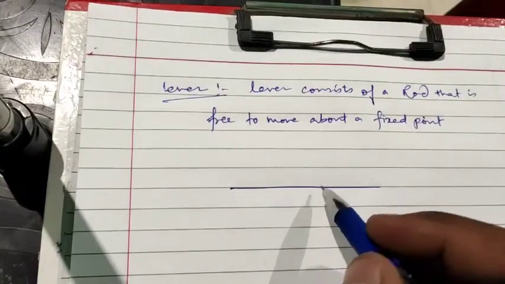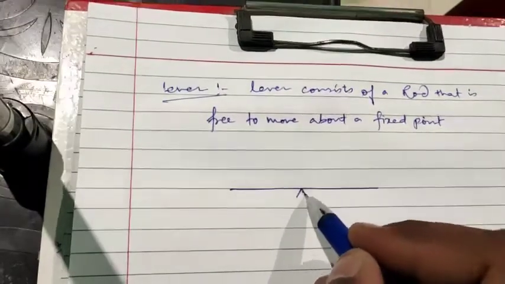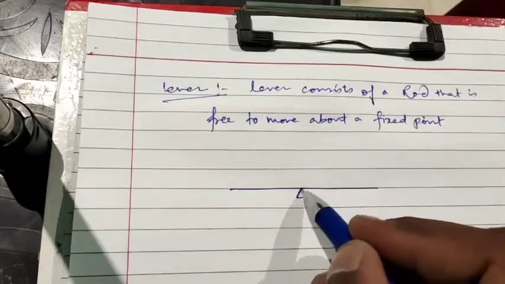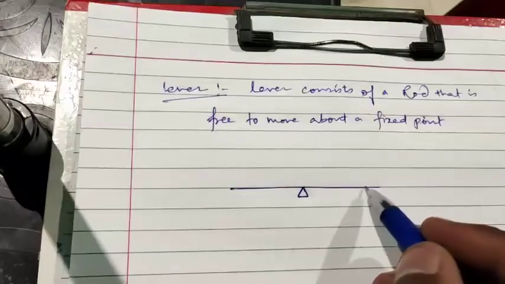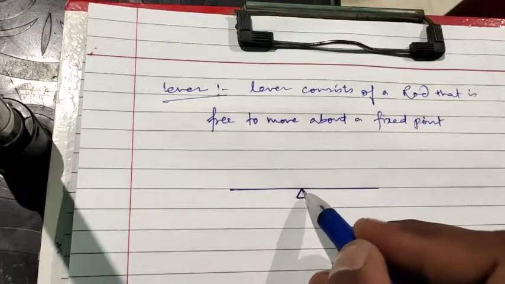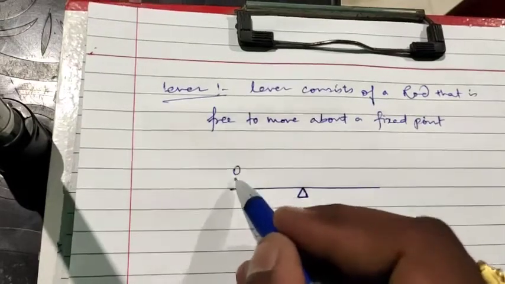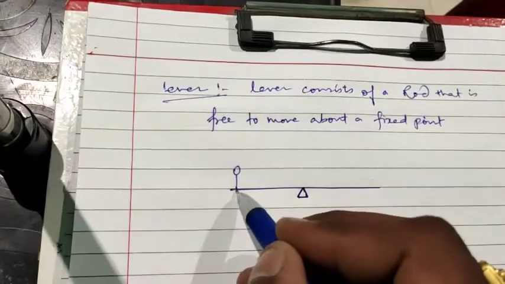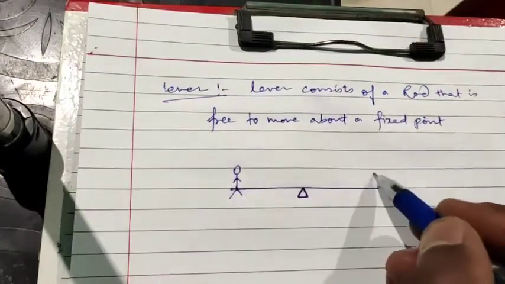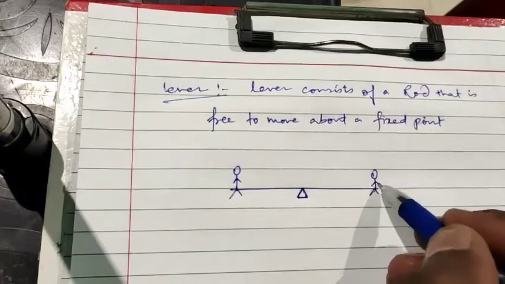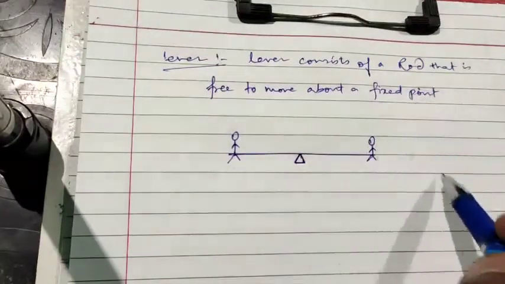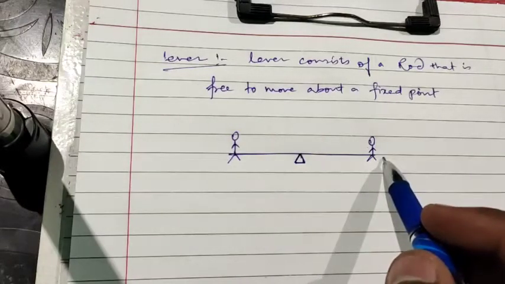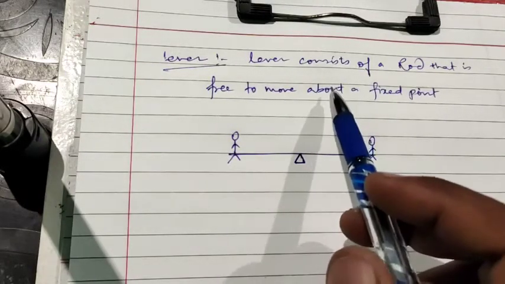Seesaw is also a lever, and we all know that a seesaw is fixed at the middle of the rod. This is a rod and the seesaw is fixed in the middle of the rod. Here one child sits, here another child sits, and this balances the seesaw. Whose weight is more, the seesaw will bend towards that person. This is called a lever.